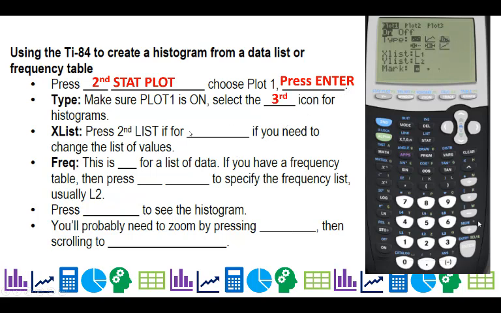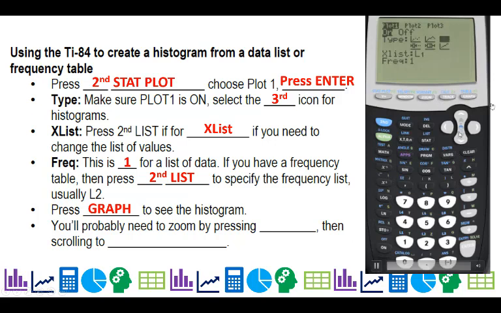For the X list, press second list if you need to change the list of values. Since we entered our data in list 1, we won't need to. Now you see a Y list here, but once I hit enter for that histogram, you see how it changes right here. The frequency is 1. So for a list of data, this frequency is 1. Now, if you do have a frequency list in the table, you're going to press second list to select the list for that. And then we're going to press graph to see the histogram.